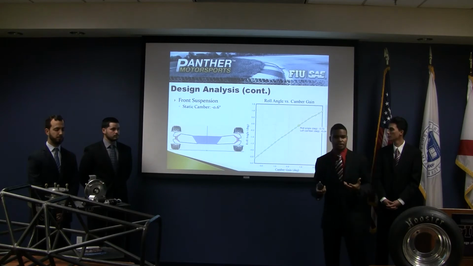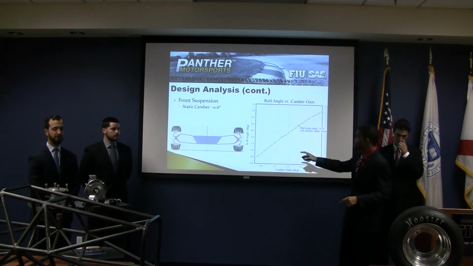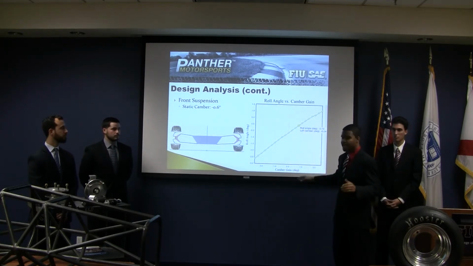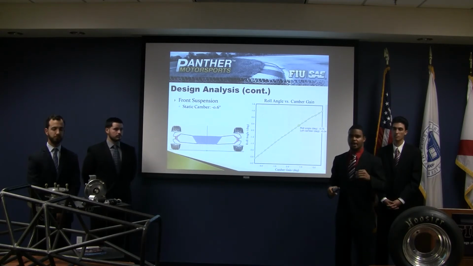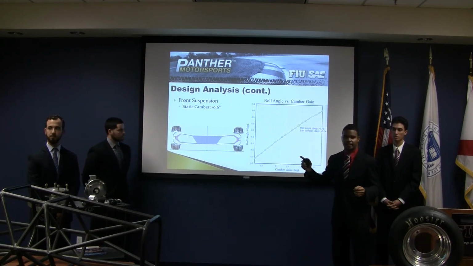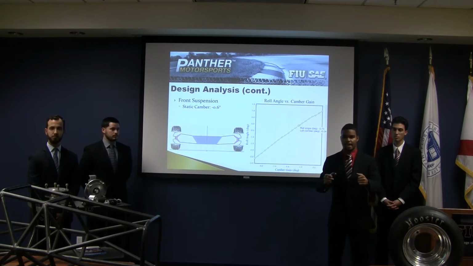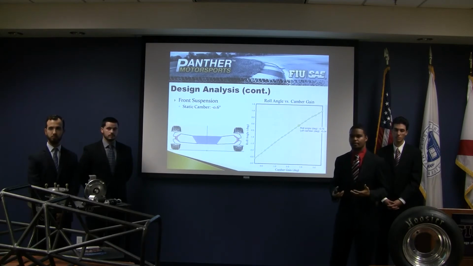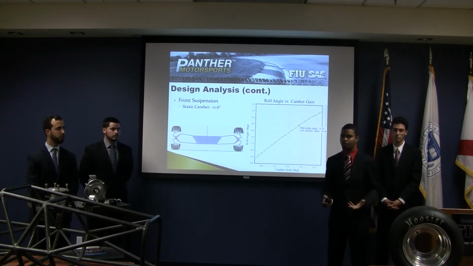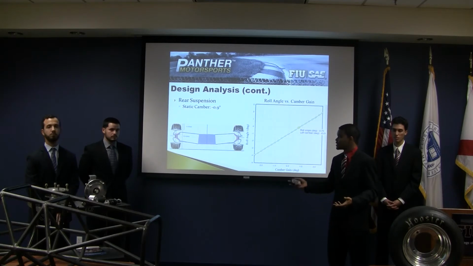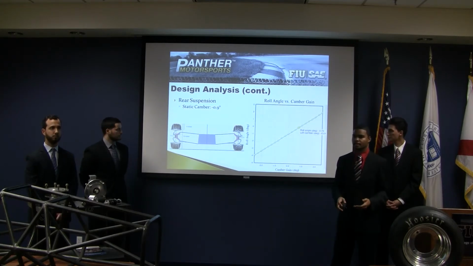Using a commercial software called V-Suspension, we study the effects of this roll angle versus the camber angle of the tires. And by doing this, we're able to set the static alignment of the car, statically sitting still, so that in the middle of a turn, the tire is perfectly perpendicular to the road, and you have maximum contact with the road for maximum grip. A similar analysis is done in the rear suspension.